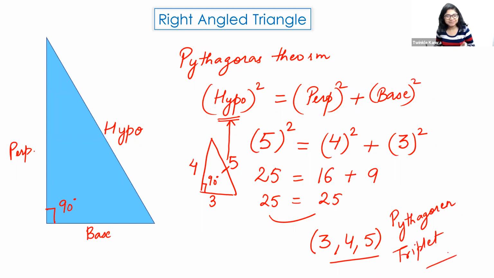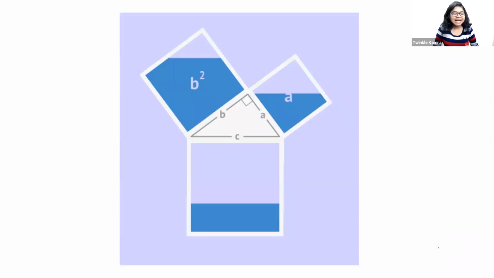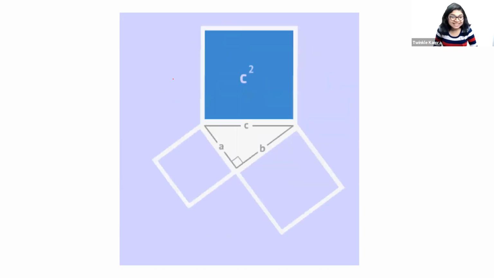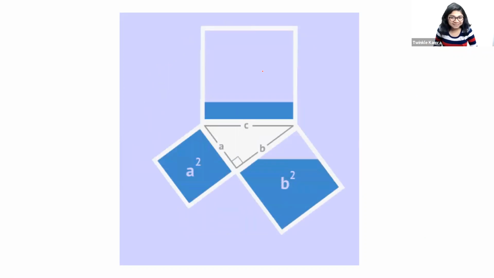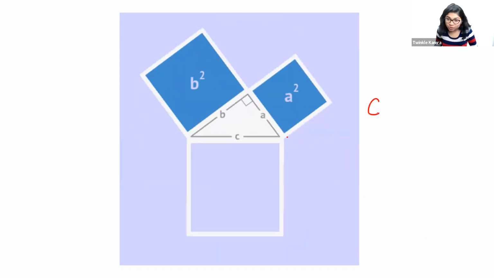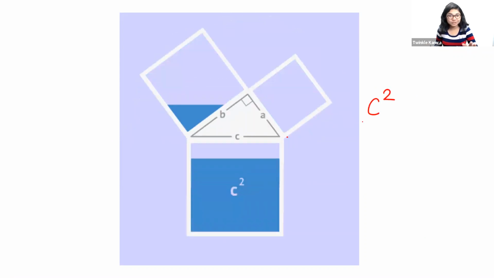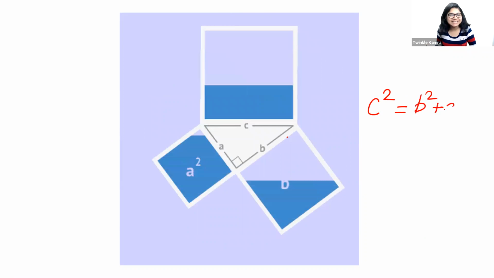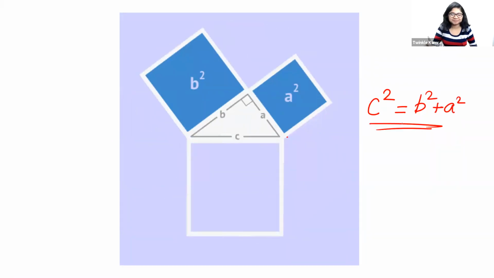Right? Simple? All right. I want you to see this diagram. This is actually the proof of Pythagoras theorem, right? What this figure is telling us is that C square, the area of the big square, is equal to the area of the two small squares, which is B square plus A square. This is Pythagoras theorem, right?